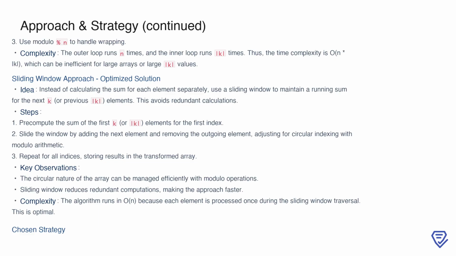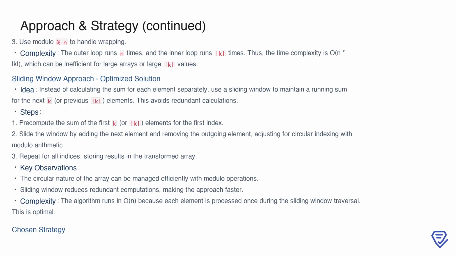To address this, we consider an optimized strategy, the sliding window approach. This method avoids recalculating sums repeatedly by maintaining a running sum of the required k elements. We start by computing the initial sum for the first index, then slide the window across the array. As we move the window, we update the sum by subtracting the outgoing element and adding the incoming one, again handling circular wrapping with modulo arithmetic. This drastically reduces redundant calculations.